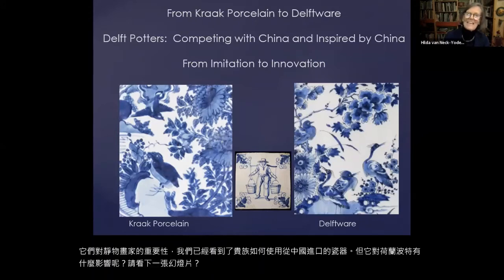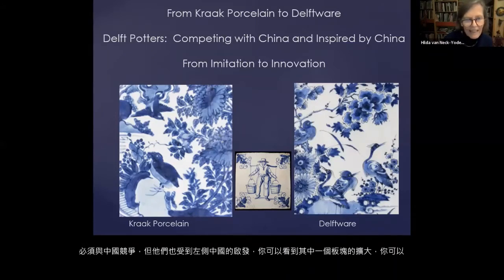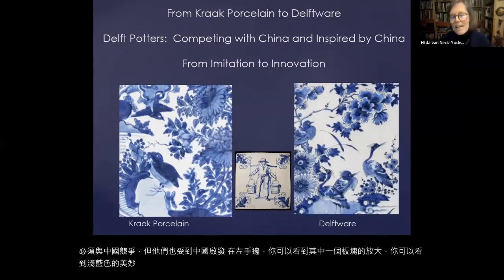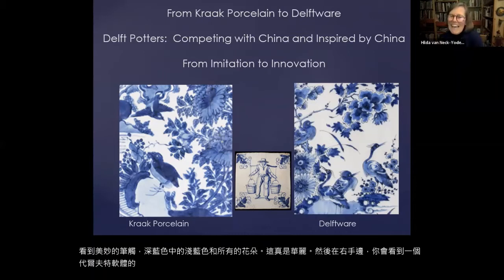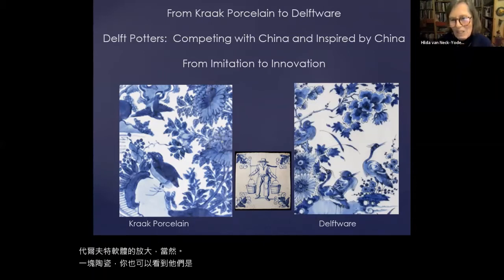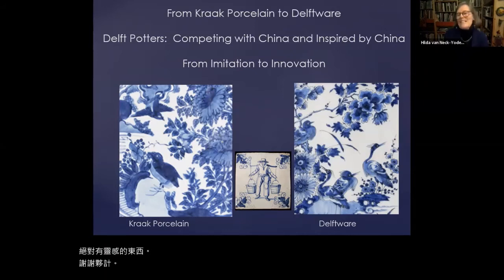Well, the Delft potters have to compete with China, but they're also inspired by China. On the left-hand side, you see an enlargement of one of those plates, and you can see the wonderful brushstroke with the light blue and the dark blue and all the flowers. It's just gorgeous. Then on the right-hand side, you see a Delftware enlargement of a piece of ceramic, and you can also see how they imitate the brushstroke and how wonderful the flowers and the birds are. And then in the middle, you see something that's absolutely inspired by Chinese porcelain, but it's completely different and now has been associated with the Netherlands. Please continue.